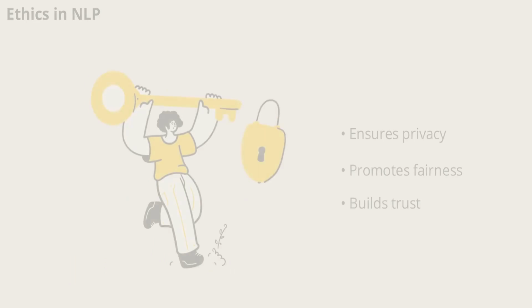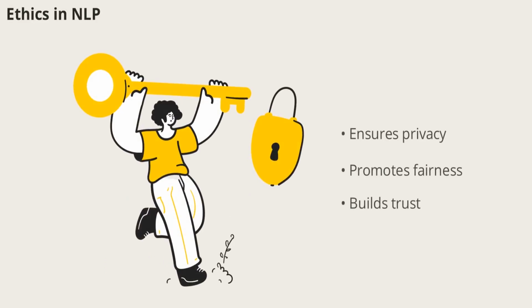Ethics is a critical consideration in NLP development. Ensuring privacy, fairness, and transparency is essential for building trust in NLP systems. Researchers and developers must address issues like bias, data security, and responsible use to create ethical and trustworthy technologies.